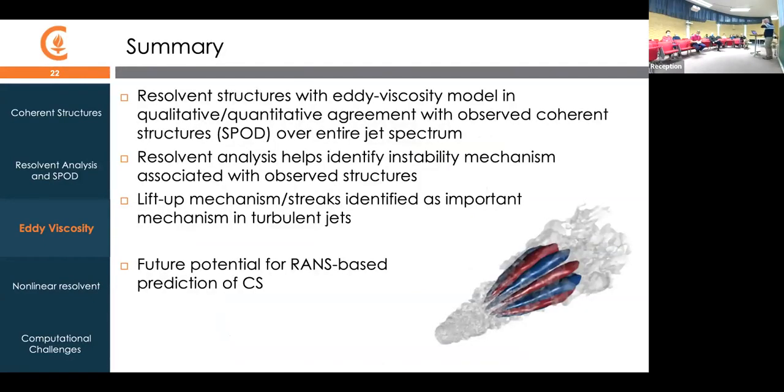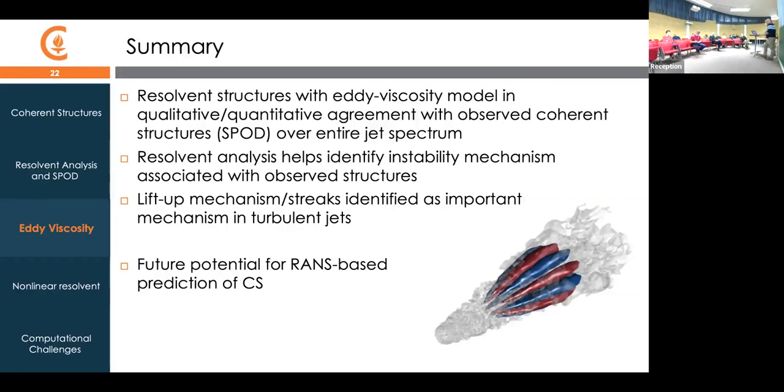Okay, we'll summarize this first part. So the resolvent structures with the eddy viscosity model give us, at a minimum, qualitative agreement, and in many cases quantitative agreement, of the observed SPOD structures over the entire jet spectrum, at least for Mach 1. It helped us identify what the mechanisms behind these observed structures are. In particular, it allows a further understanding of how lift-up mechanisms can take place in jets in the same manner that occurs in boundary layers.